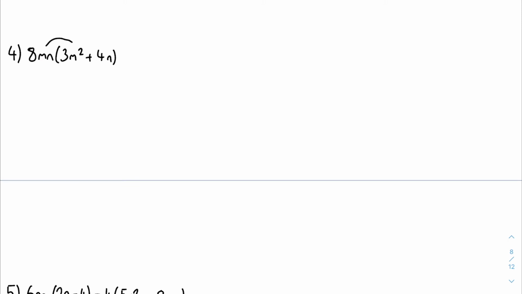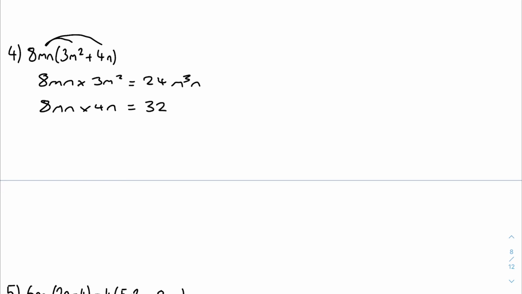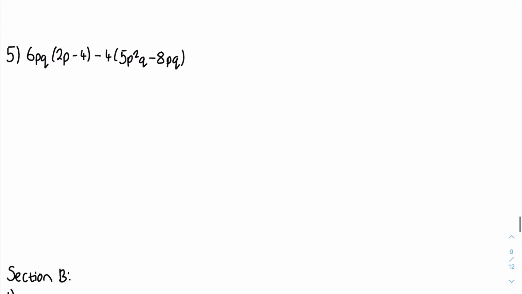Okay. Moving on to the next one, we're expanding again. So we'll draw on our multiplier lines. We have 8mn multiplied by 3m squared, which is going to be 24 for the 3 times 8. M times m squared is going to be m cubed, and then n just at the end as well. We've then got 8mn multiplied by 4n. We've got 8 times 4, which is 32. M times no other m, so it's just going to be m. And then n times n, which is going to be n squared. So for this one, we're then going to be left with 24m cubed n plus 32mn squared.